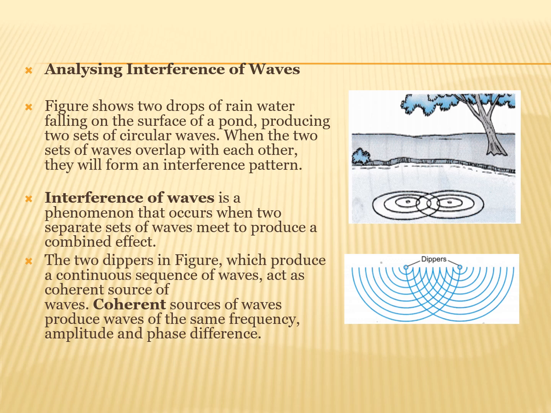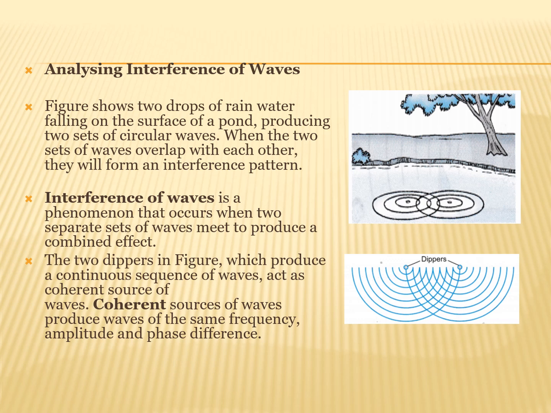The first diagram explains the interference of water waves. Let us consider the center of the circle as two drops falling on the surface of the pond, producing two sets of circular waves. When the two sets of waves overlap with each other, they will form an interference pattern. Interference of waves is a phenomenon that occurs when two separate sets of waves meet to produce a combined effect.